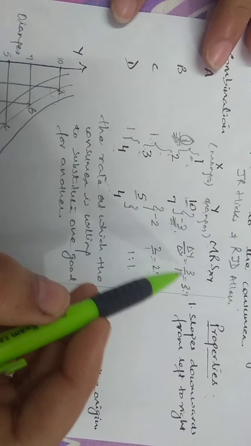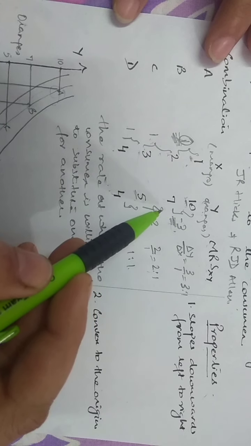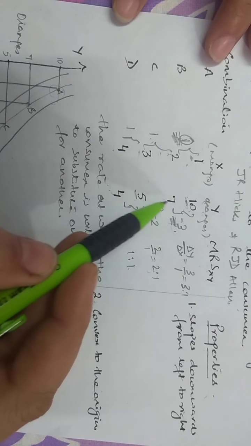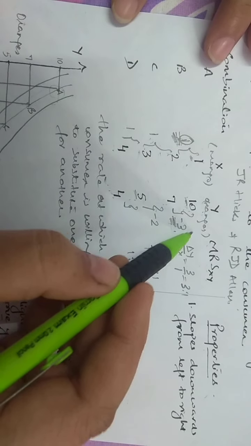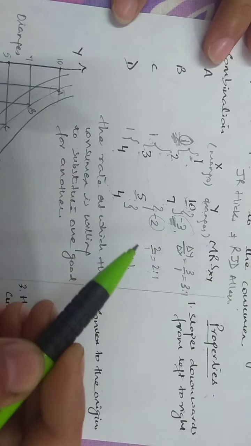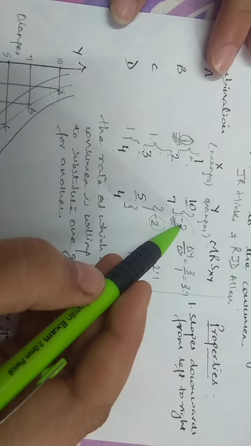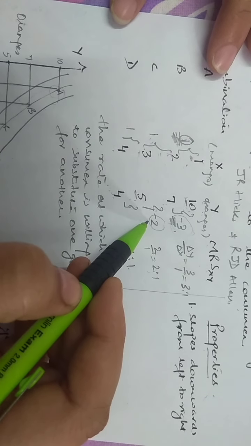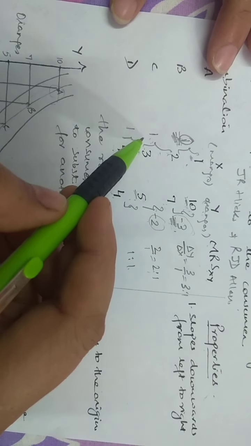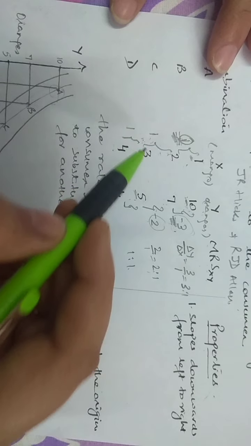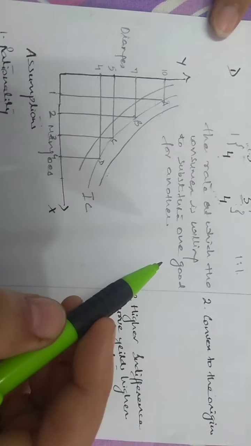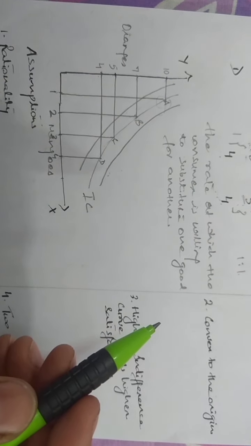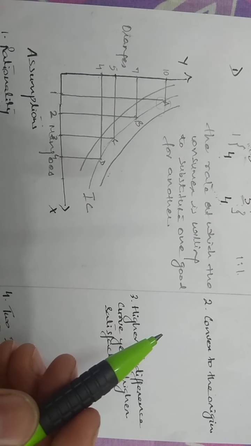Now we can see when a consumer has lesser units, when 10 to 7 it comes and then 7 to 5, 5 to 4, you can see that the rate of substitution is diminishing. He is willing to give lesser and lesser of Y to obtain one additional unit of X. This is called diminishing marginal rate of substitution. So you can mark the definition of diminishing marginal rate of substitution in your book.